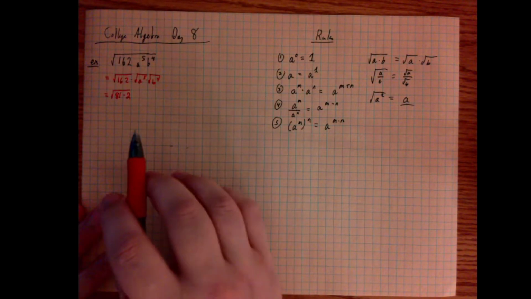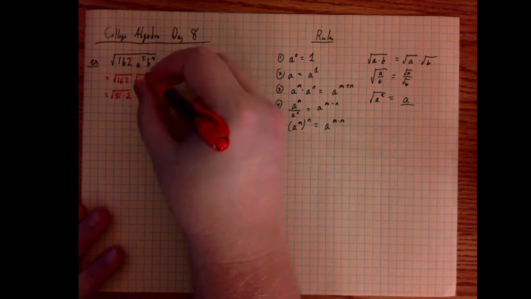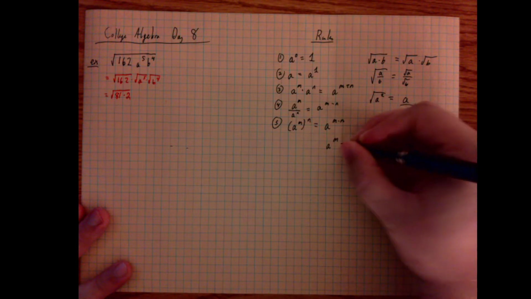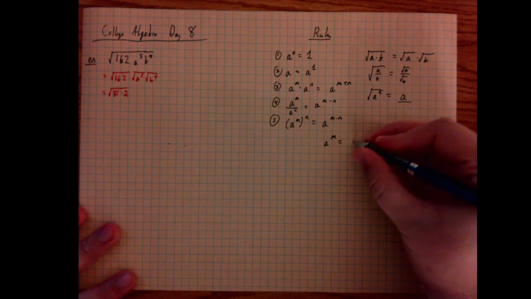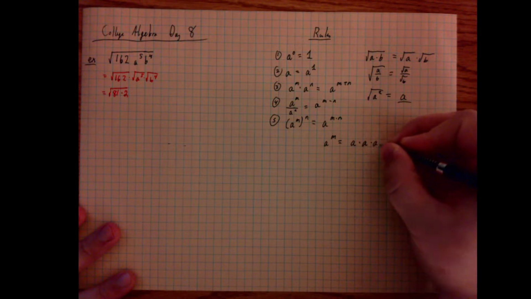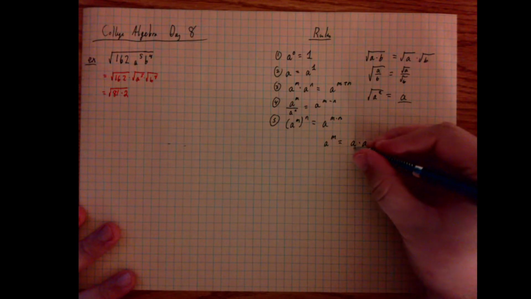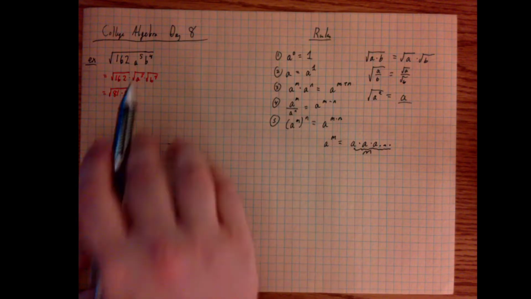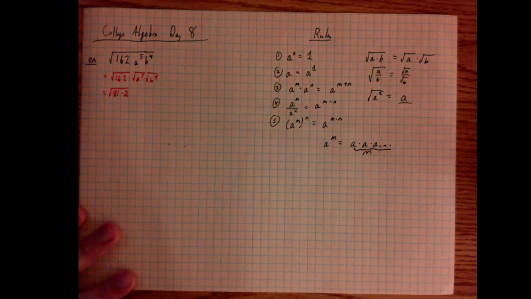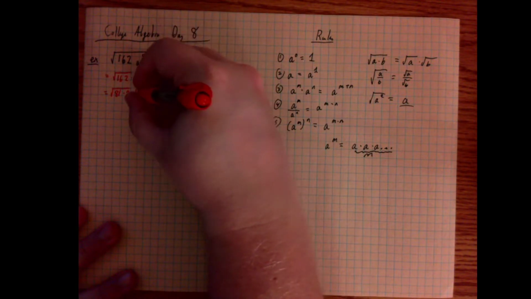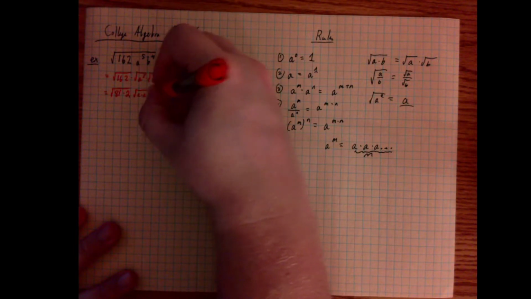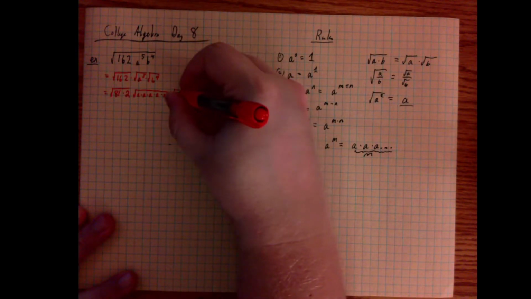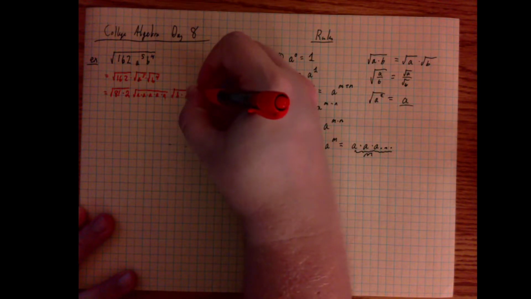But we can also do this now with the variables, because remember, you can rewrite a to the 5th from another property. A to the m power just means the number a written out m times. That's all it means. And so, for example, a to the 5th just means the letter a written out 5 times. B to the 4th just means the letter b written out 4 times.